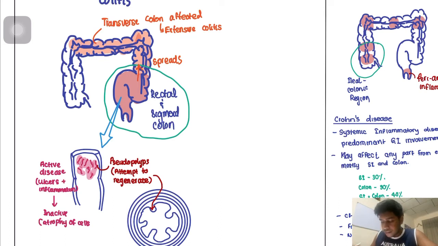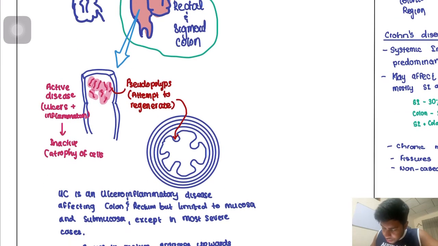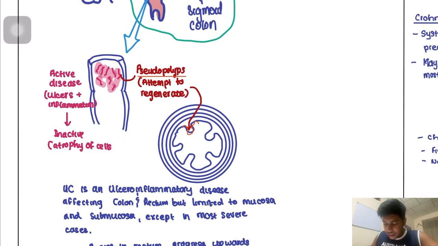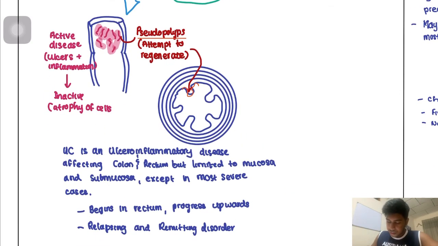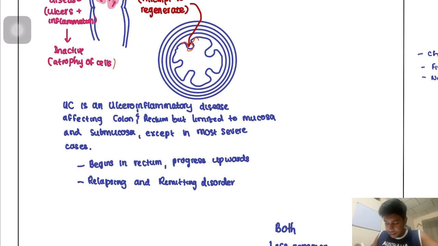This is where it's most common. And what you need to know is it spreads. It's progressive. Okay? And if it spreads up the colon, the descending colon, into the transverse colon, it's called extensive colitis. Okay? So we take a cross section of part of the colon which is affected by this condition, and then we look at it. You will see some pseudo polyps. Pseudo means false polyps, which are attempts to regenerate the normal mucosa. So the active disease, you get ulcers and inflammation. Okay? It can later become inactive, but with atrophy of cells. Okay?